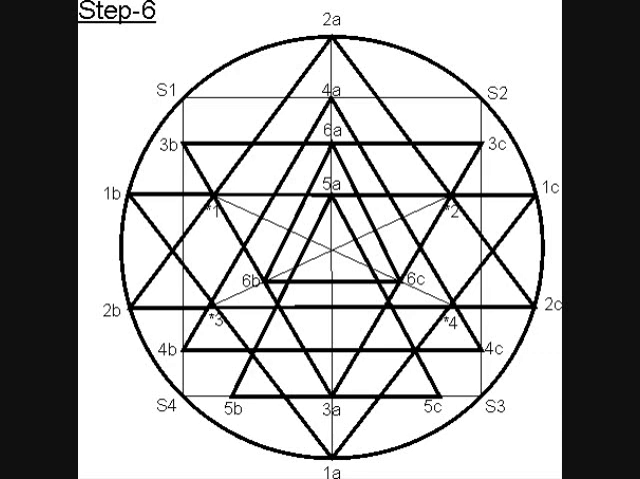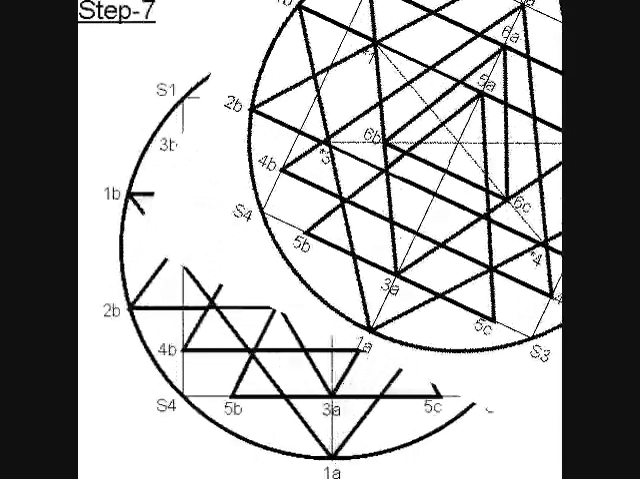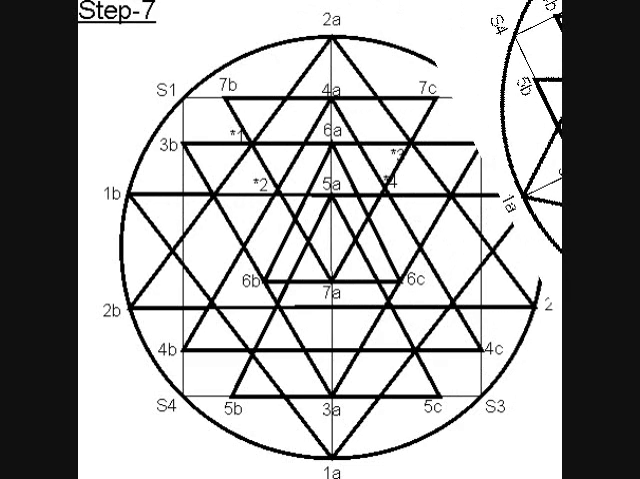Draw temporary lines joining star 1 to star 4 and star 2 to star 3. Mark the crossing of these temporary lines on side lines of triangle 3 as 6B and 6C. Mark the crossing of 3B, 3C and 1A, 2A as 6A. Join 6A to 6B and 6C. Step 7. Triangle 7 with apex down.